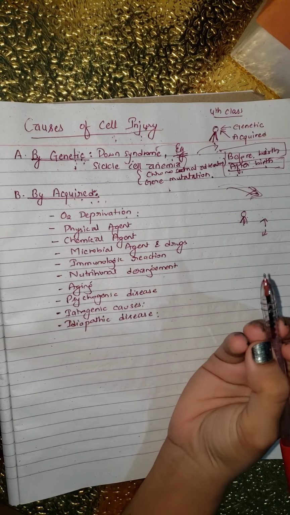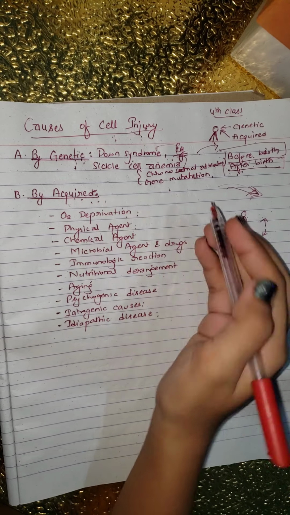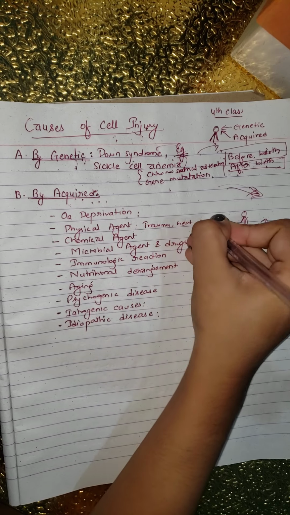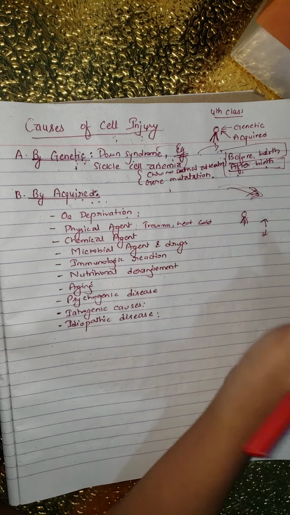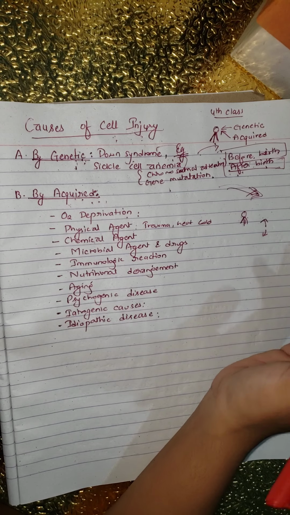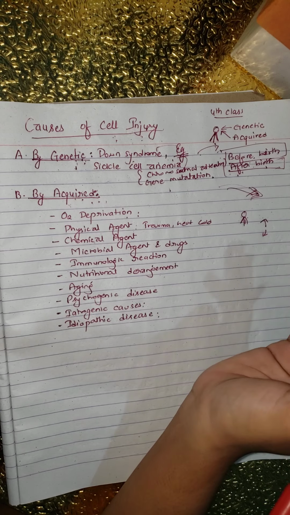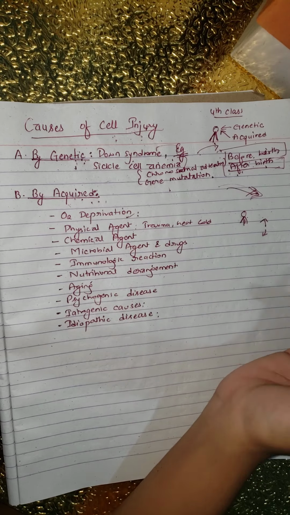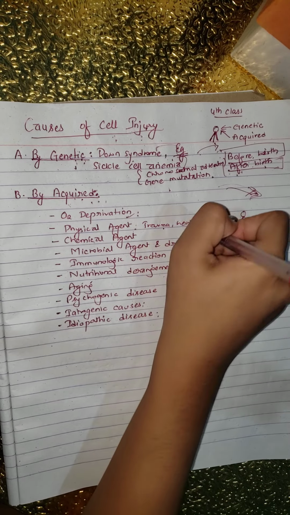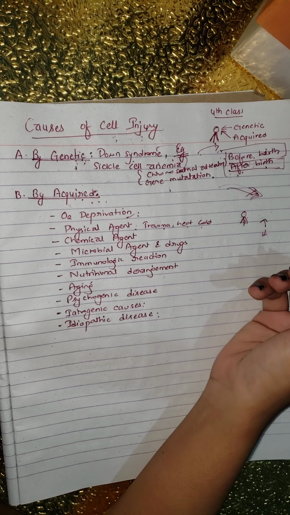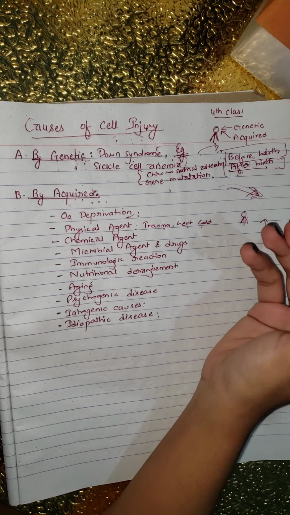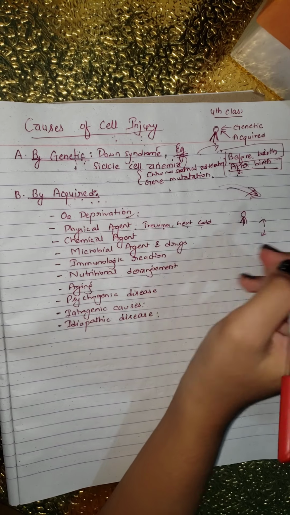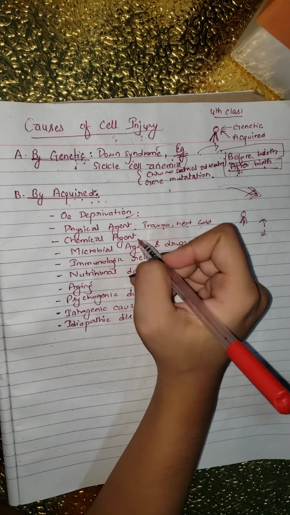The next thing is physical agent, that is any kind of trauma, heat, cold. You can just imagine yourself what will cause you an injury. Oxygen deprivation can cause you an injury. Physical agents like trauma, heat, cold, radiation, shock, anything physical that will cause injury to you is another type. And what is chemical agent?